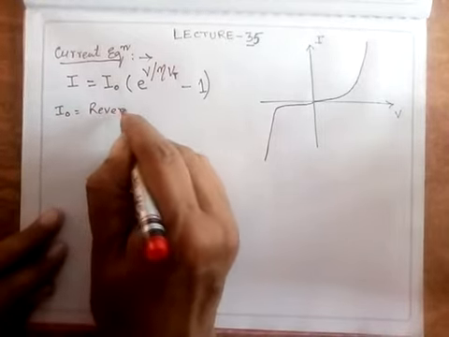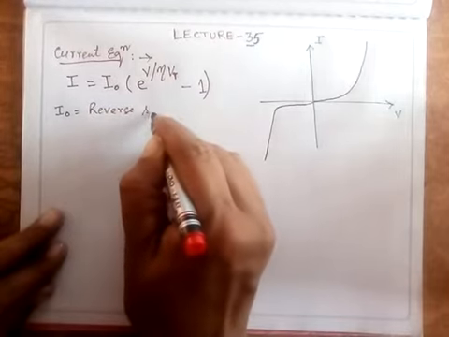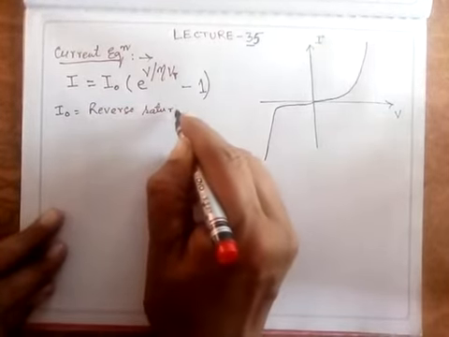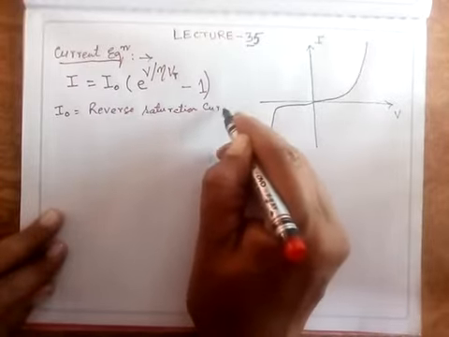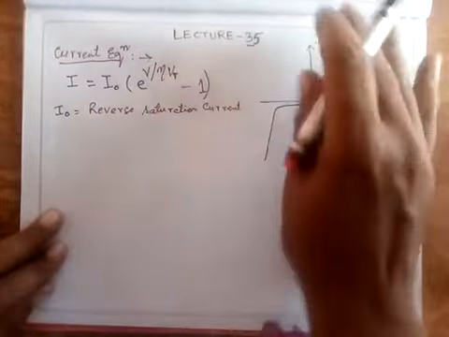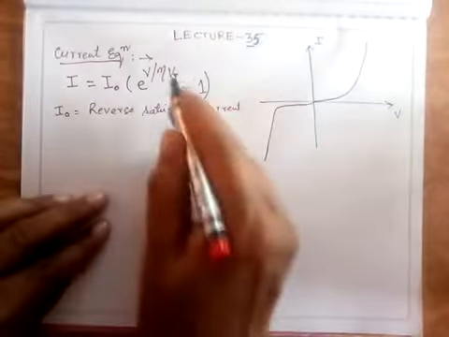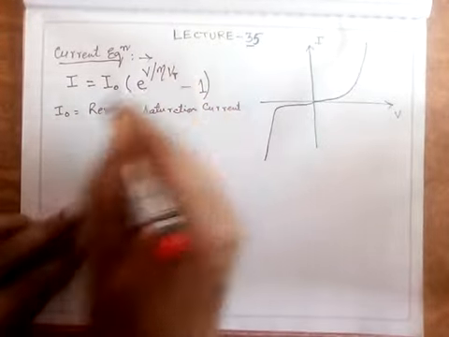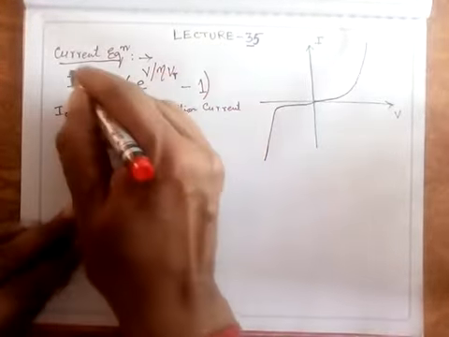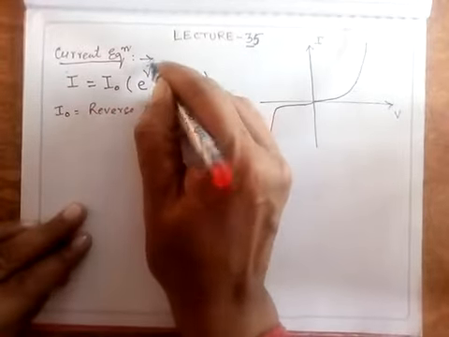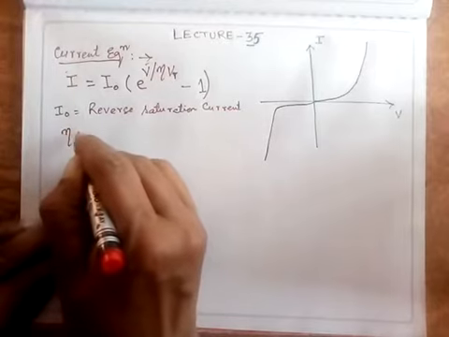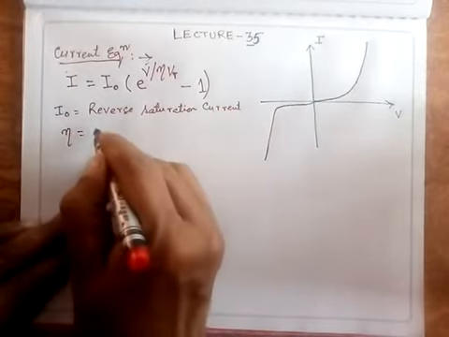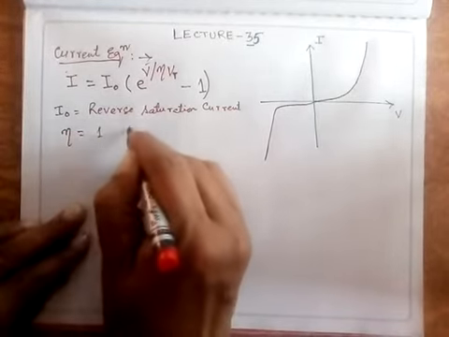It's called the reverse saturation current, or this is the current due to the minority charge carriers, we can say. I have discussed this with you. V is the applied voltage, of course. I is the current flowing through the diode. V is the applied voltage. Let's talk about this eta. This eta is a constant, and its value is 1 for germanium.